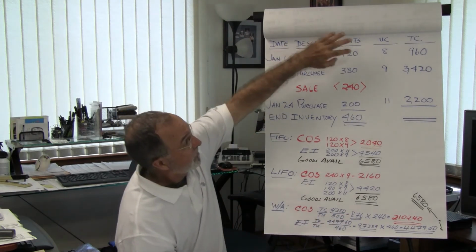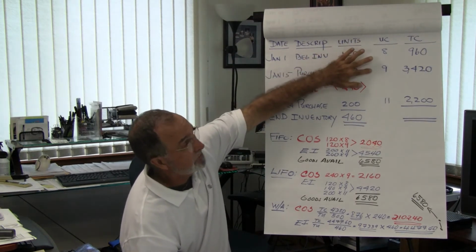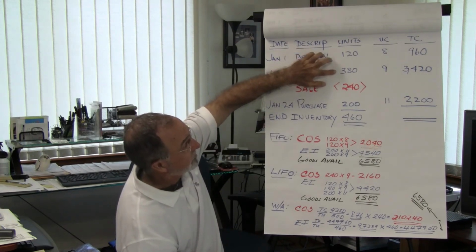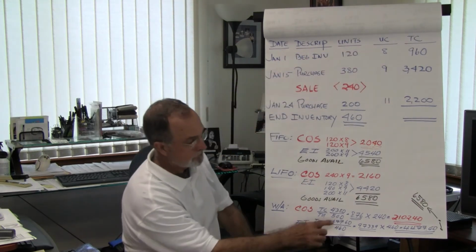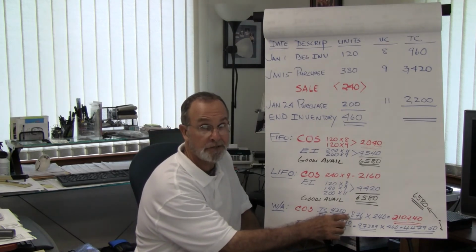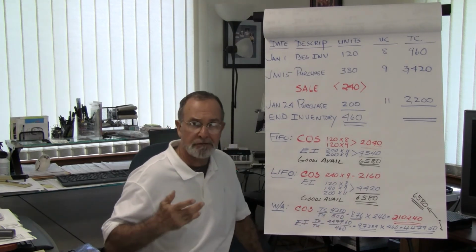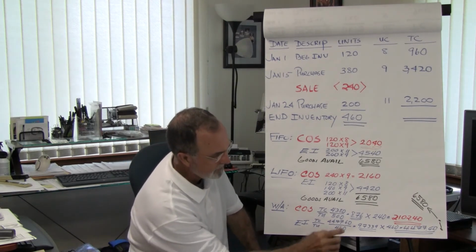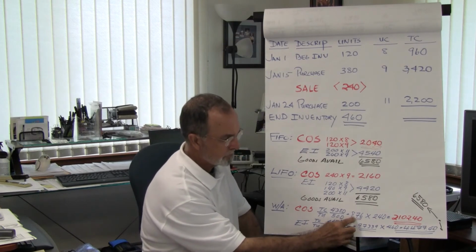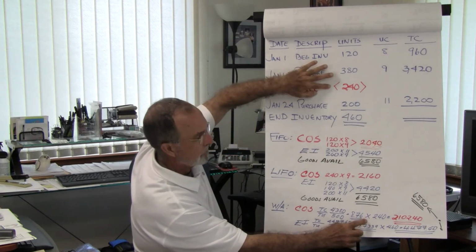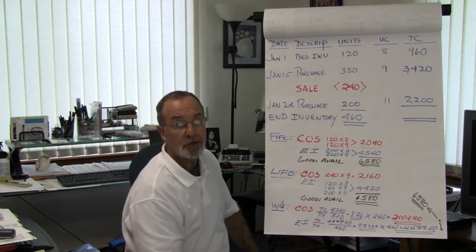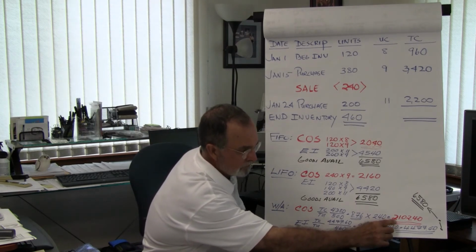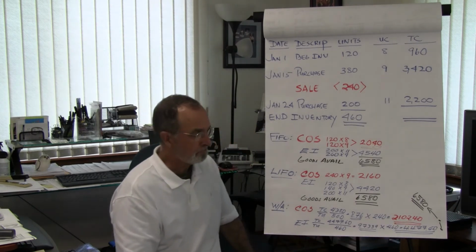Keep in mind, we have inventory at 8 and we have inventory at 9, and more of our inventory is at 9, and so notice our average works out to be $8.76. And so if you have a knack with numbers, I think you would agree that that looks right. So we take our average unit cost and we multiply by the number of units sold to get our cost for that sale, which works out to be $2,102.40.